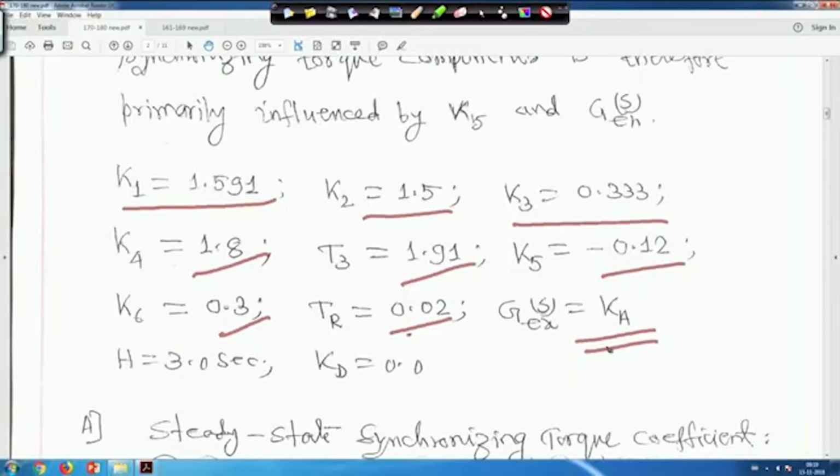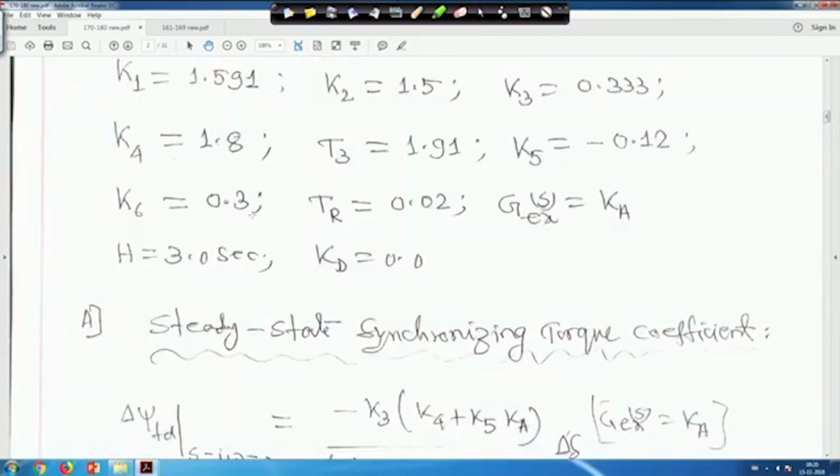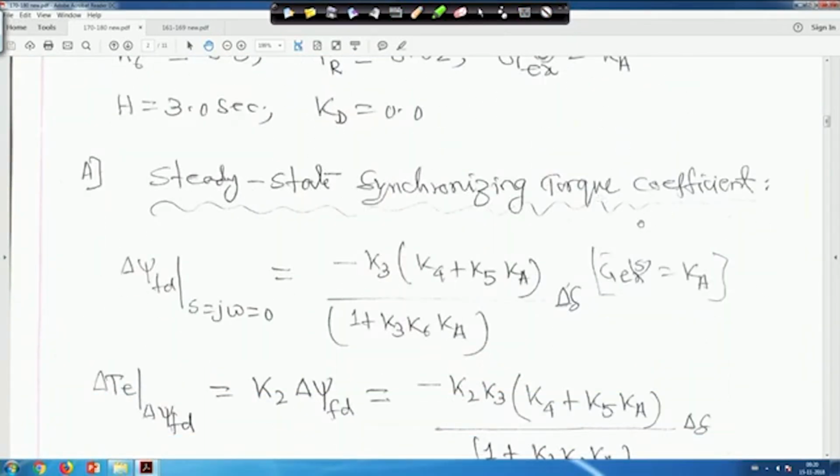And GEX(s) we have taken again K_A, with T_A equal to 3 seconds, and the damping coefficient KD we have taken as 0. Suppose these are the parameters given for some analysis. So with these parameters, now part A, the first part, that is the steady state synchronizing torque coefficient.